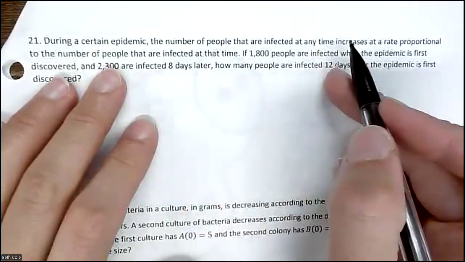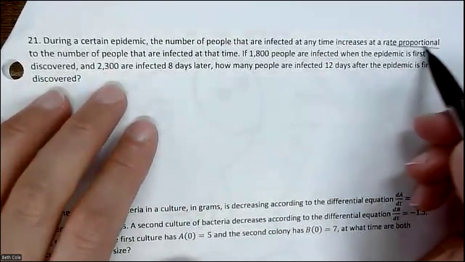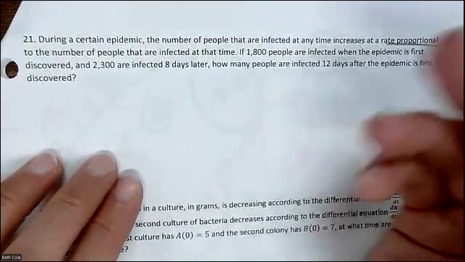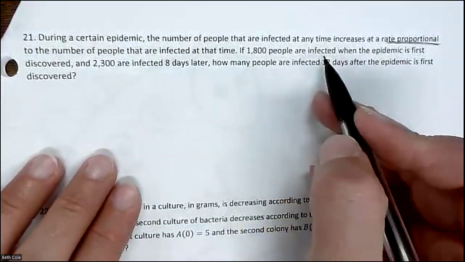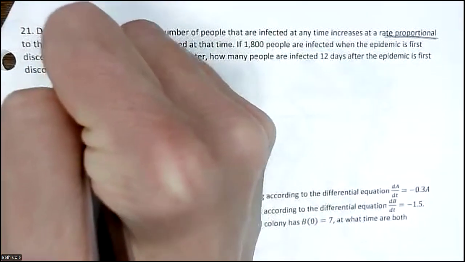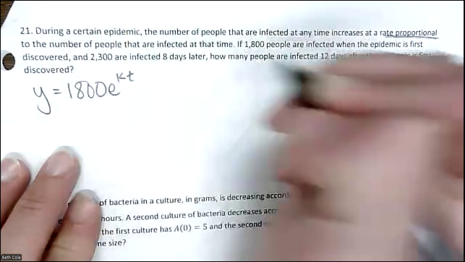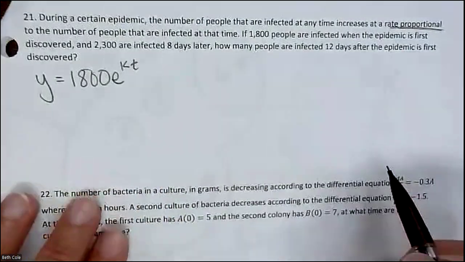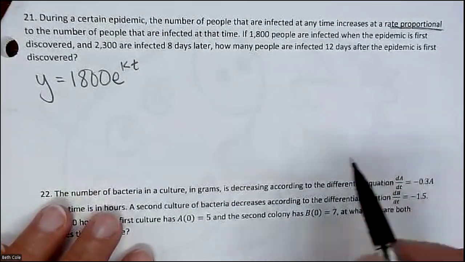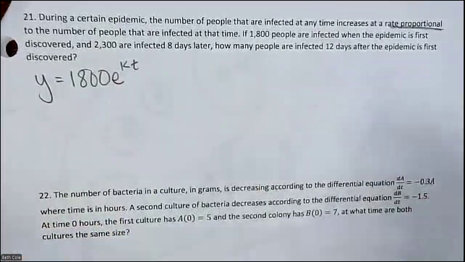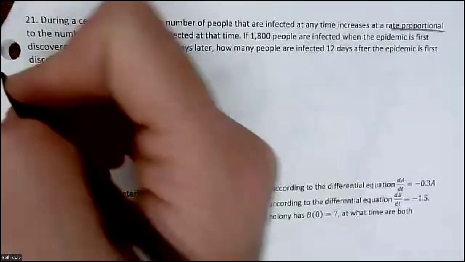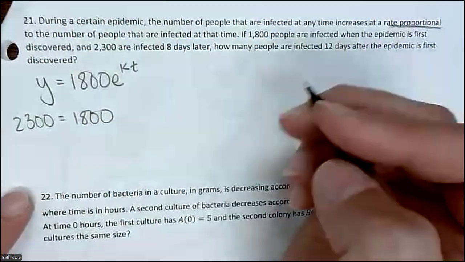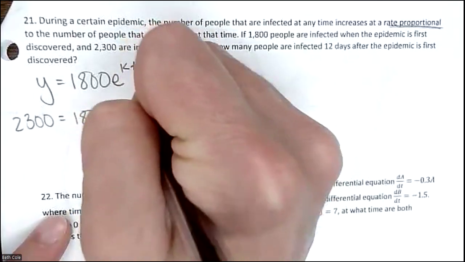During a certain epidemic, the number of people infected at any time increases at a rate proportional to the number infected. That is a really fancy way of saying it's going to be Pert, or y equals y-naught e to the kt. 1,800 people are infected when the pandemic begins. So that's our 1,800 goes there. 2,300 are infected 8 days later, like Walking Dead. Okay, so where does the 2,300 go? No, that's y. And then what does get plugged in for t? 8.